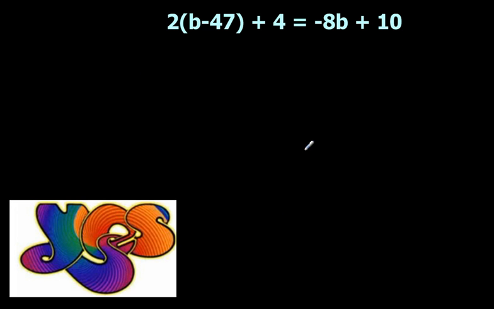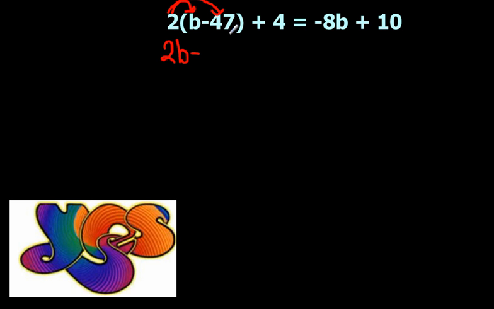Let's try one more. So I might have something like 2 times the quantity b minus 47 plus 4 equals negative 8b plus 10. I'm going to get rid of my parentheses again, get that b out of the parentheses so I can work with it by using the distributive property. Now, not every one of these problems is going to have the distributive property, but some of them do. So 2 times b gives me 2b. These would be the harder ones where you have the distributive property in there.